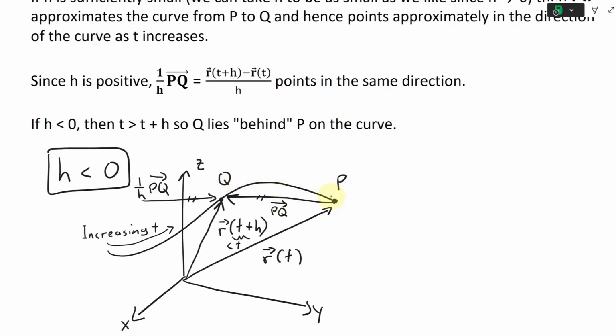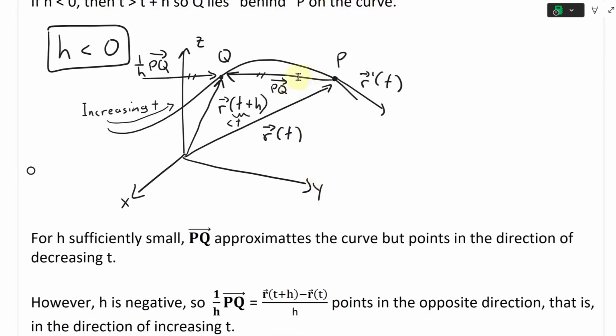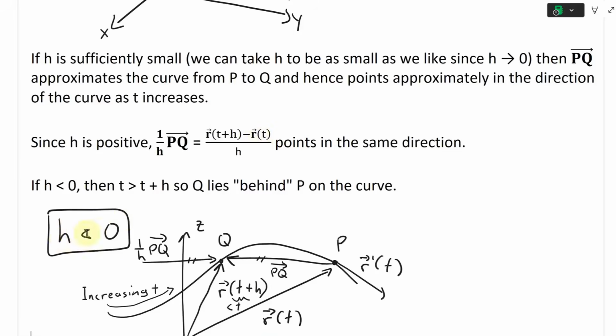I'll erase this thing here. Let's say the curve is like this. Then the tangent is actually going to be like this. So it's in the direction of increasing t. This is going to be our r prime of t. So there it is. Regardless of whether h is negative or positive, it's always going to be increasing t.